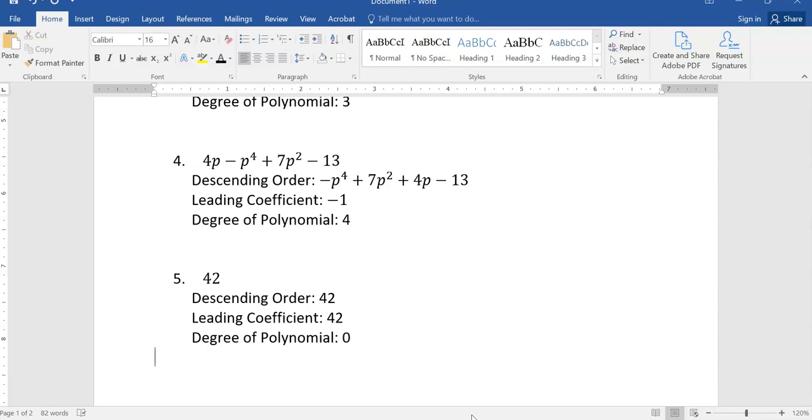So that is how we deal with degrees of polynomials. The degree of the polynomial is the degree of that leading term when we put terms in descending order.